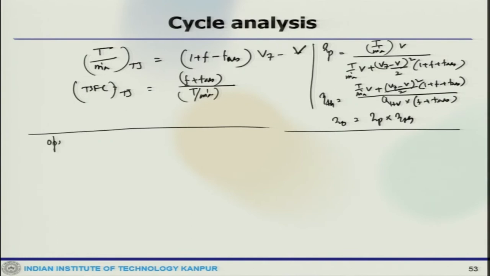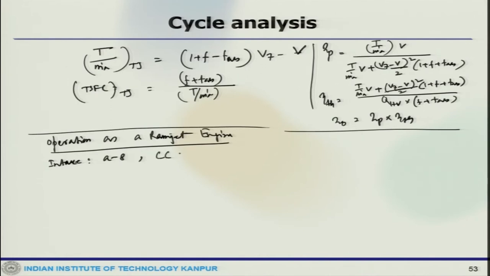Now we can look at the operation as a ramjet engine only. So if it is operation as a ramjet, the flow is passing through the processes, and what the parts would be: it will only have intake 0 to 8, then combustion chamber 8 to 9. So intake, the compression process will take place with a pressure ratio rd, combustion chamber where the combustion will take place with delta p cc, and the nozzle which will be 9 to 10. But the expansion will take place with eta n. That means when it operates as ramjet, these are the stations which would be active, and then we can calculate the performance parameters.